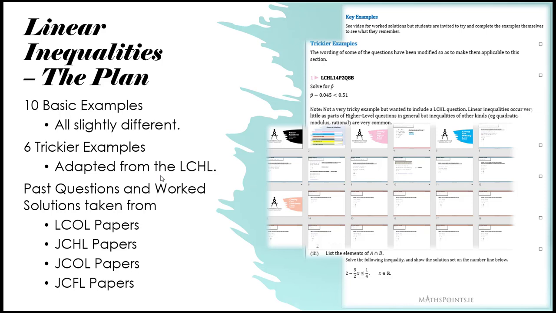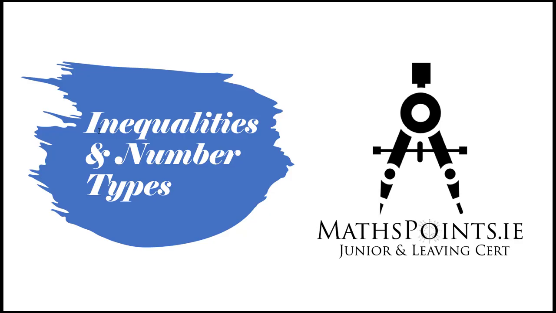And there are cases where we may see an inequality on a Leaving Cert higher level paper, and certainly on a Leaving Cert ordinary level paper. So as before, we're going to run through 10 basic examples, each one slightly different and increasing in difficulty level. We'll look at some trickier examples, mostly taken from the Junior Cert higher level course, and one example that I've adapted from the Leaving Cert higher level, and then of course there's the big bank of past questions that people can practice if they're still having difficulty.